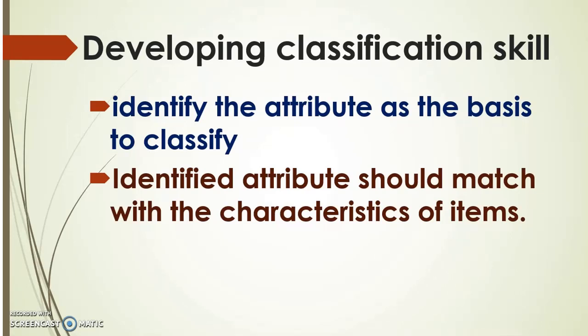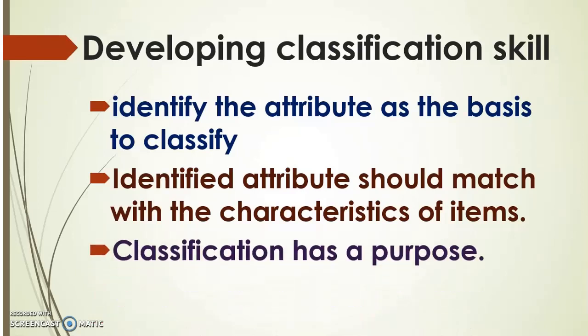Like if they want to classify the things on the basis of color, so if you are providing the things of different color, only then they can classify things on the basis of color. If they want to classify the things on the basis of their touch, so you should provide them the material which has different types of surface. So some are of rough surface, some are of smooth surface. Only then they can divide or classify the material on the basis of texture. So whatever attribute they are identifying for the classification, that characteristic should be with the items which they want to classify.